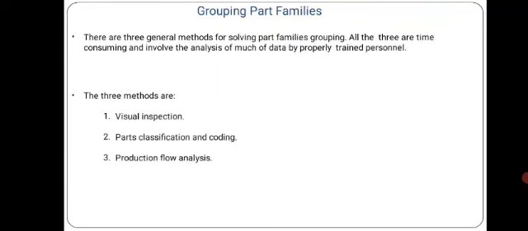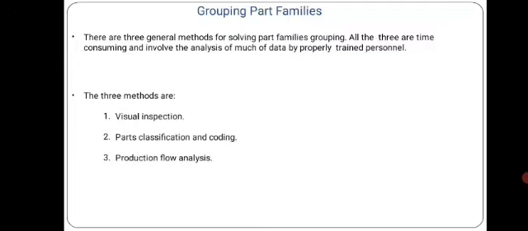Grouping part families. There are three general methods for solving the part family grouping problem. All three are time consuming and involve the analysis of much data by properly trained persons. First one, visual inspection. Visual inspection is the simplest and least expensive method. It involves looking at parts, photos of parts or drawings of parts and arranging them into similar groups.